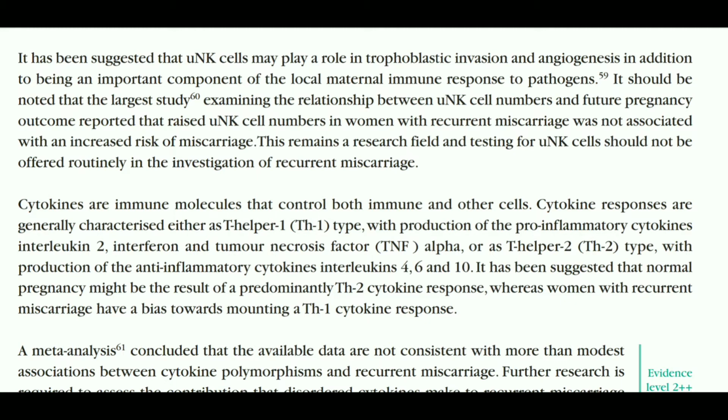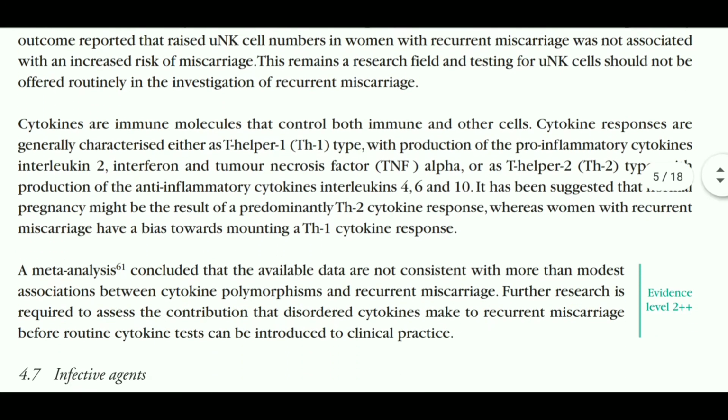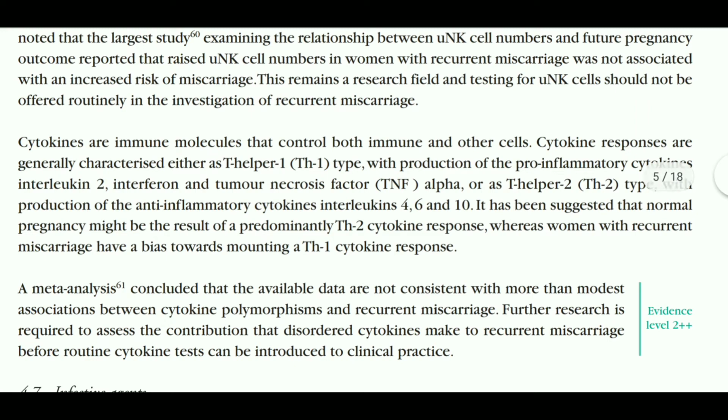Now, what are cytokines? Cytokines are in fact immune molecules that control immune and other cytokine responses. They are generally characterized as either T helper 1, Th1 type, with the production of the pro-inflammatory cytokines interleukin 2, interferon and tumor necrosis factor alpha, or T helper 2, with the production of the anti-inflammatory cytokines interleukin 4, 5 and 10. It has been suggested that normal pregnancy might be the result of a predominantly Th2 cytokine response, whereas women with recurrent miscarriages have a bias towards a Th1 cytokine response.